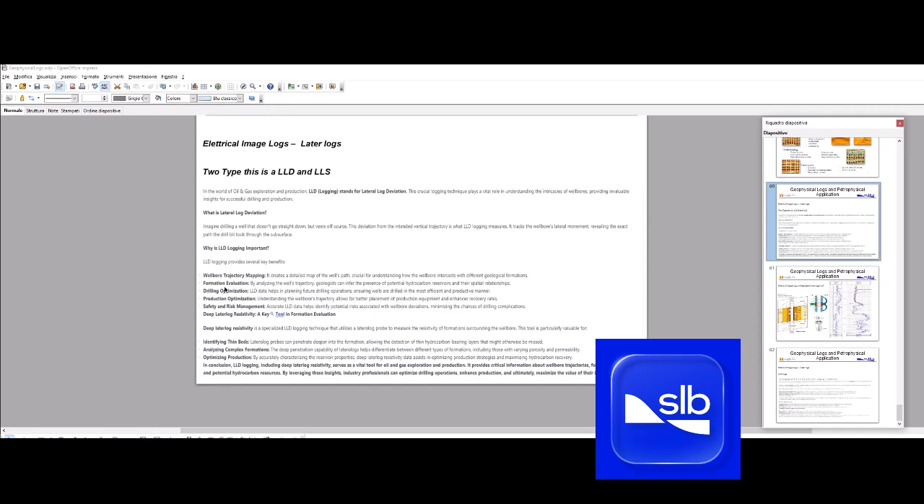So it's essentially also used in the process of formation evaluation, by analyzing the well trajectory and finding a potential hydrocarbon reservoir and its spatial relationship. It is also important for drilling optimization. LLD data helps in planning future drilling operations and ensures wells are drilled in the most efficient and productive manner. Production optimization: understanding the wellbore trajectory allows for better placement of production equipment and improved recovery rates.